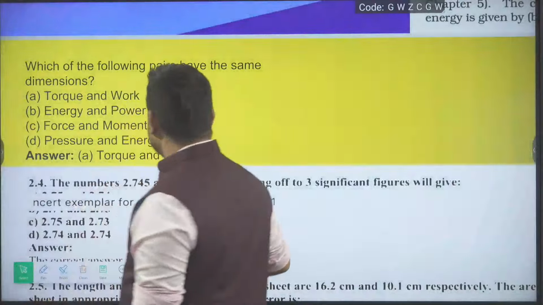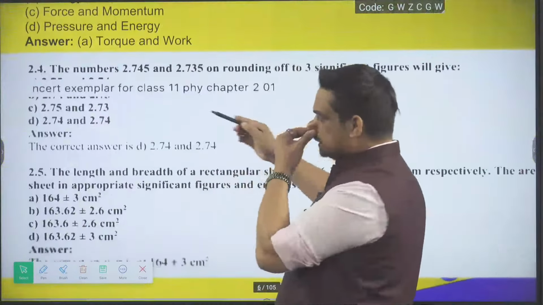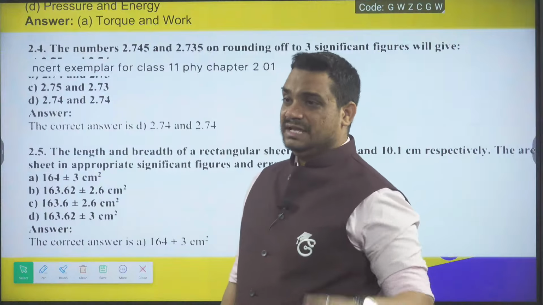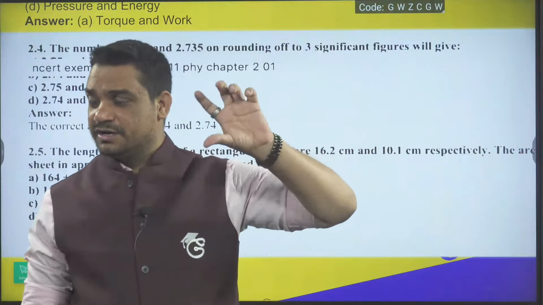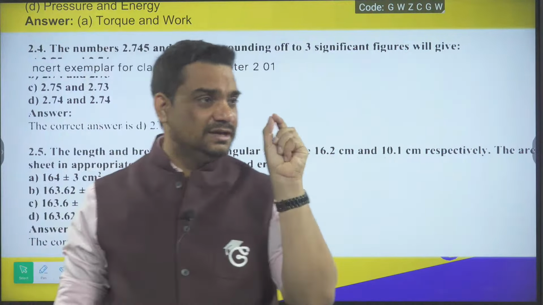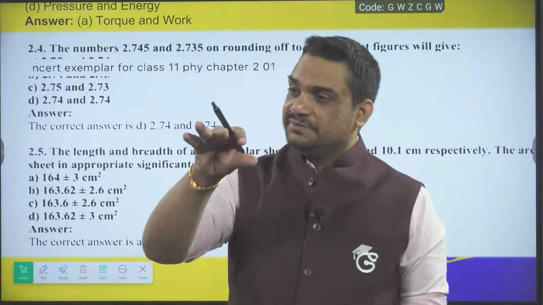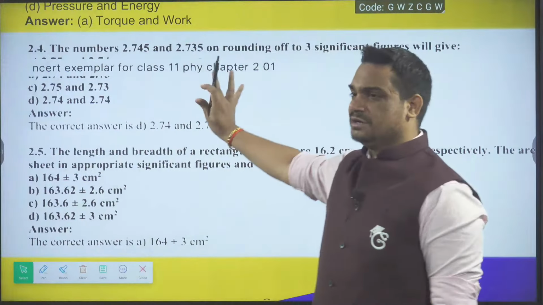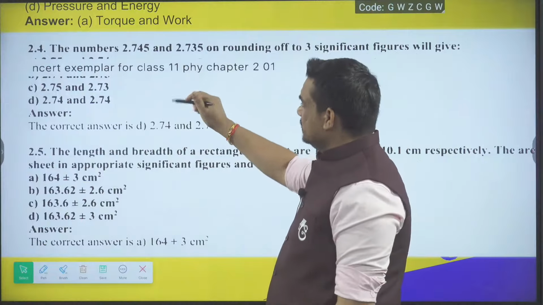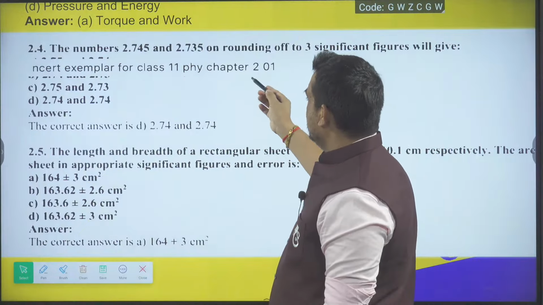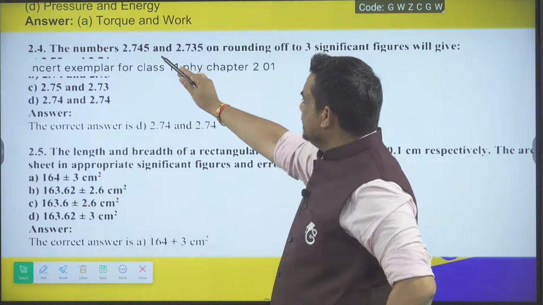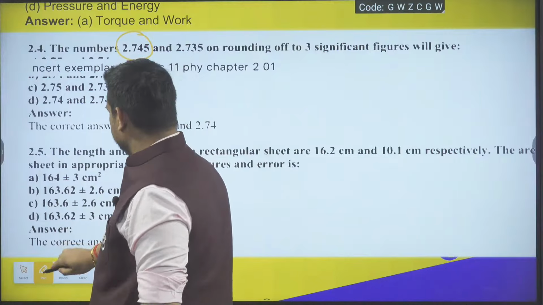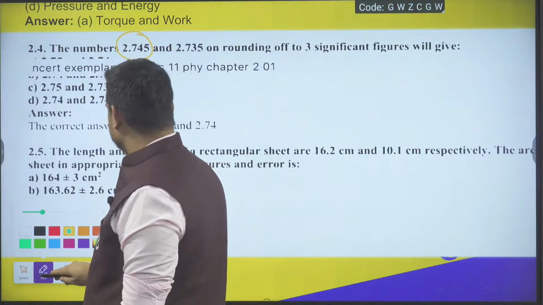Questions like these are from the exemplar. The exemplar 2.4. Some are not properly visible because I have taken them from different resources. This is the NCERT exemplar, class 11th. I think it is visible now. Visible to everyone.